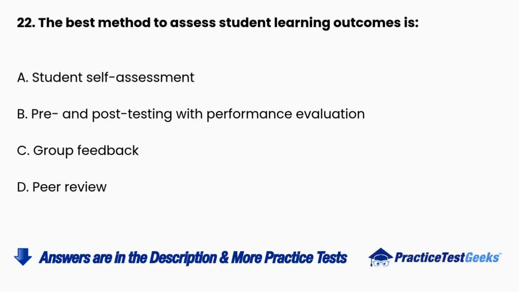22. The best method to assess student learning outcomes is A. Student self-assessment. B. Pre- and post-testing with performance evaluation. C. Group feedback. D. Peer review.